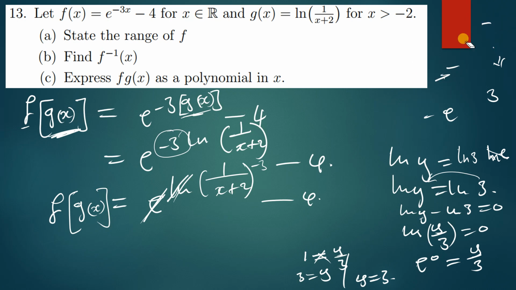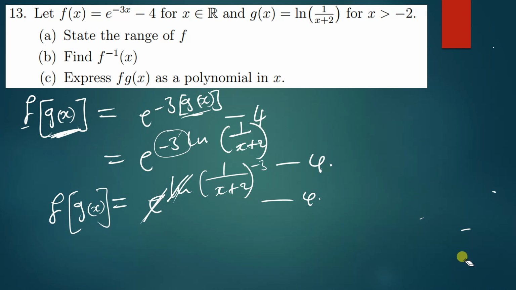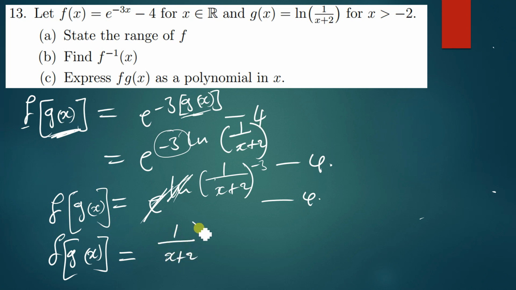So once we cancel those two, we're just going to remain with, okay, let me show you. Okay, so once we cancel those two, we're going to remain with fg of x being equal to, so this and that will cancel. So we just drop down this. We have 1 over x plus 2 to the power negative 3. Then we say minus 4.